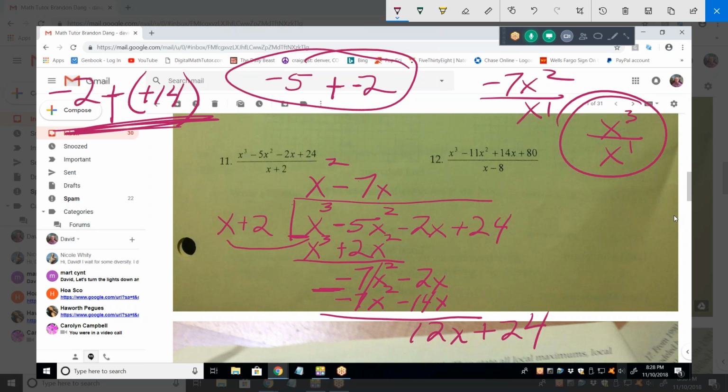Okay, what is that? Okay, that's a plus 12. And now multiply the 12 by both terms. What do you get? And now subtract. There's 0 remainder. So the answer to that is that, specifically, precisely that, no remainder.